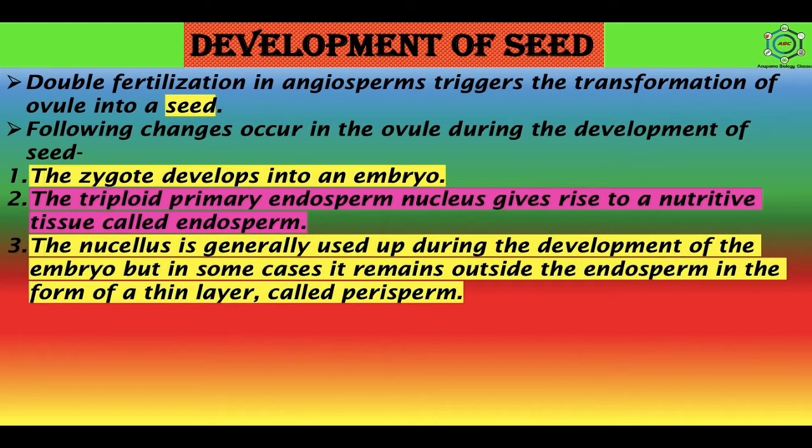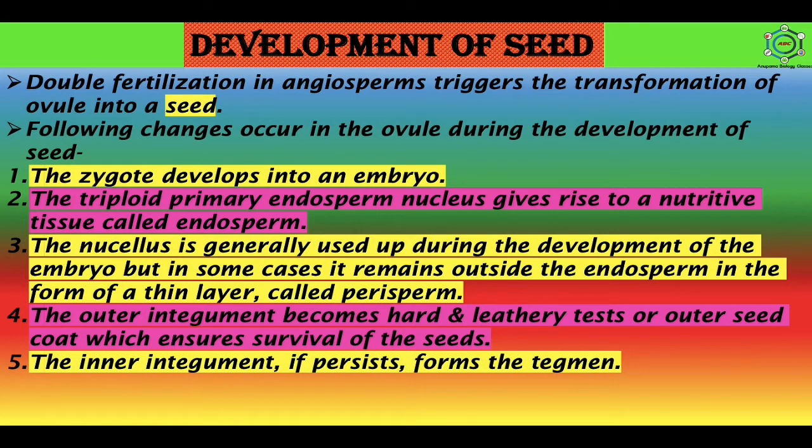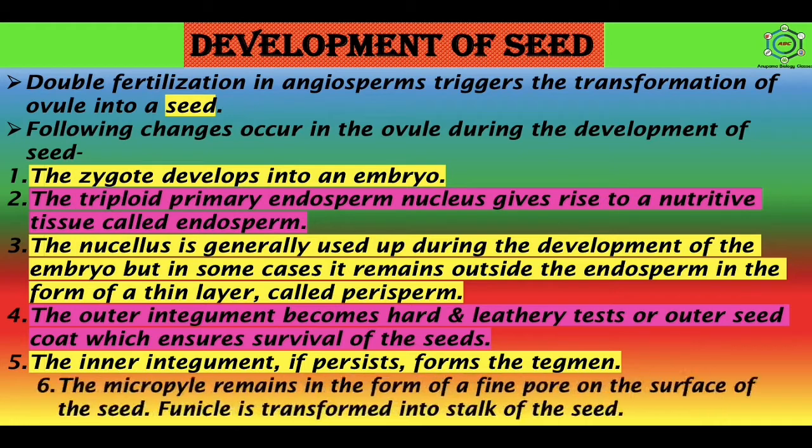The nucleus is generally used up during the development of the embryo, but in some cases it remains outside the endosperm in the form of a thin layer called perisperm. The outer integument becomes hard and leathery testa or outer seed coat, which ensures survival of the seeds. The inner integument, if it persists, forms the tegmen. So, the outer integument is known as testa and the inner integument is known as tegmen.